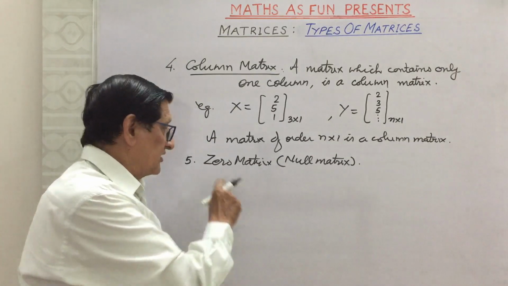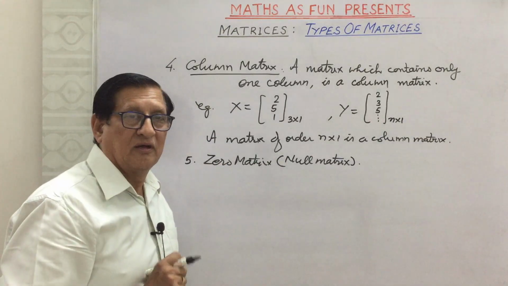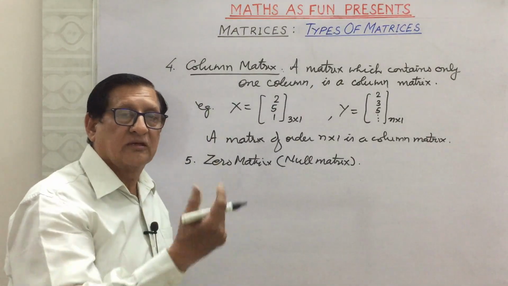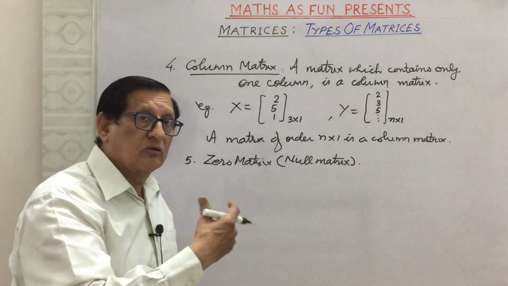Here also we can see 0. 0 means every element of this matrix is 0. Order does not make any difference.